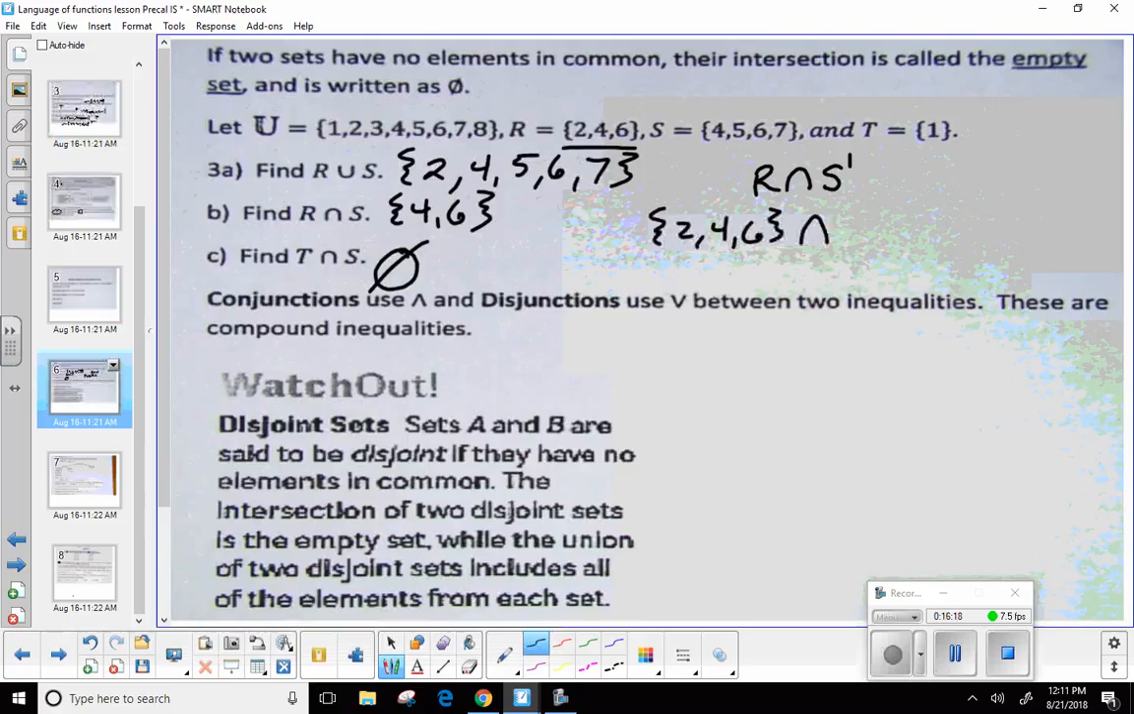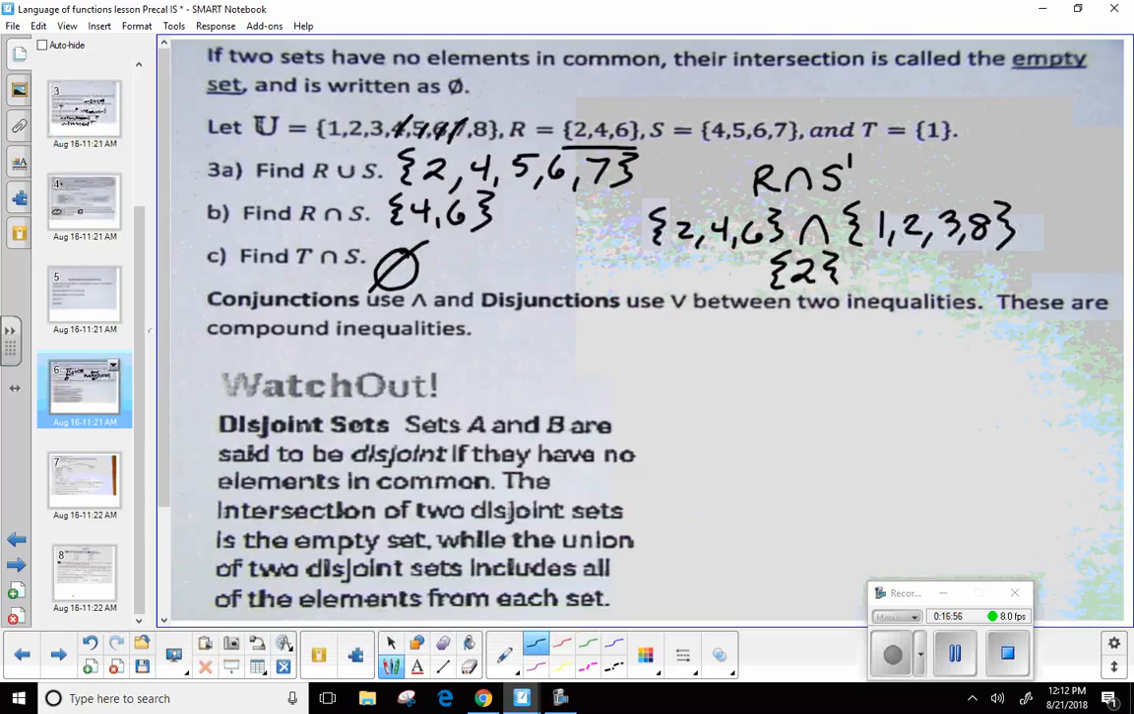What was the complement again? I keep forgetting. Okay, so everything that's still in the universe, but not part of the set, in this case, S. So these elements, 4, 5, 6, 7, that belong to S, the complement won't have those. So 4, 5, 6, 7, they're gone. So what's S's complement? 1, 2, 3, 8. So do we have an intersection between R and S's complement? Yes, what is it? It's 2. There you go.